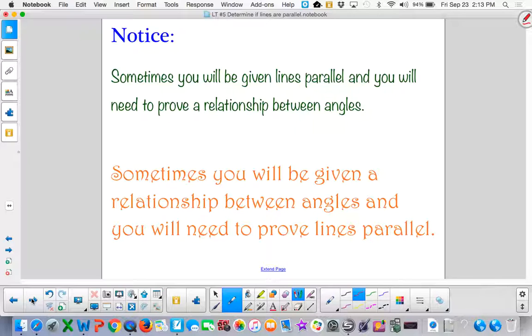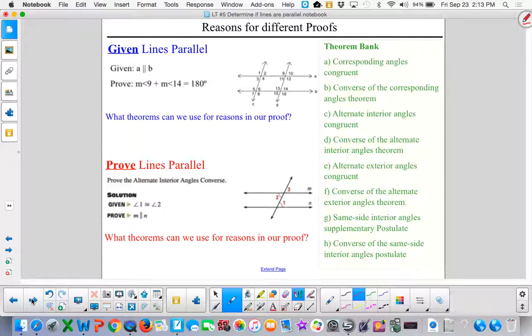So notice sometimes you're going to be given lines parallel and you need to prove a relationship between the angles. And other times you're going to be given a relationship and you're going to need to prove lines parallel. And that is the twist in Unit 3. So let's look at this. Up at the top, we are given lines parallel for this proof. You can see it's up there in blue. Then down here, we want to prove lines parallel.